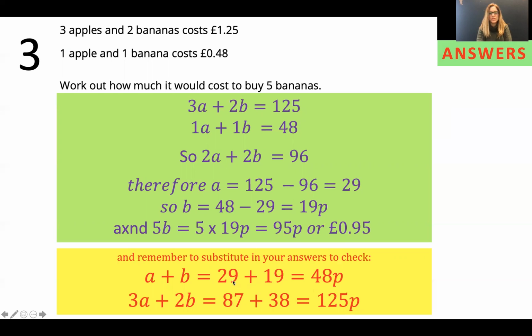So we can substitute in the values of 29 and 19 to get our 48. Yep, that's correct. We can also use this first equation, substitute in the 87 and the 38 gives us our 125.